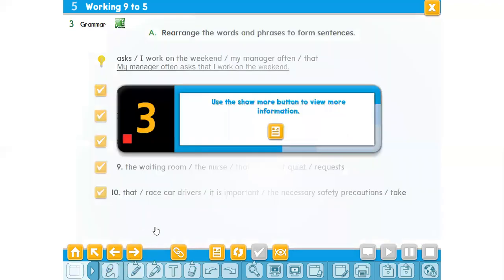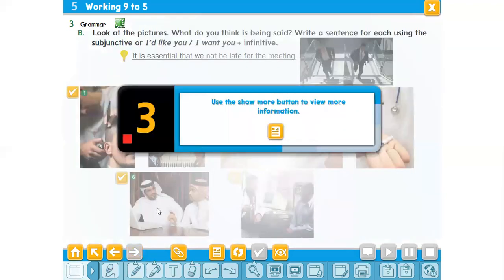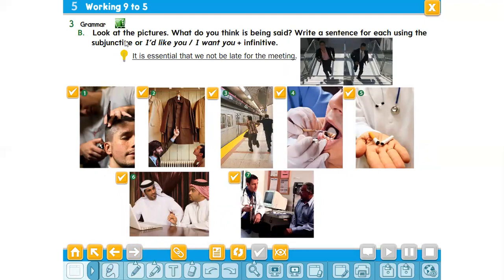Okay. Let's start the next exercise. Exercise number B, look at the pictures. What do you think is being said? Write a sentence for each using the subjunctive or I'd like you to or I want you plus infinitive. For number 1, what can you say? Excellent. I recommended you cut your hair short. Here I use subjunctive. Verb recommended, subject, and the base form.